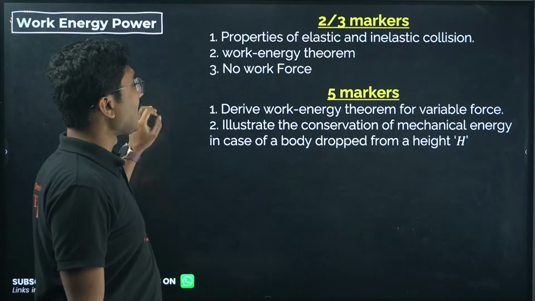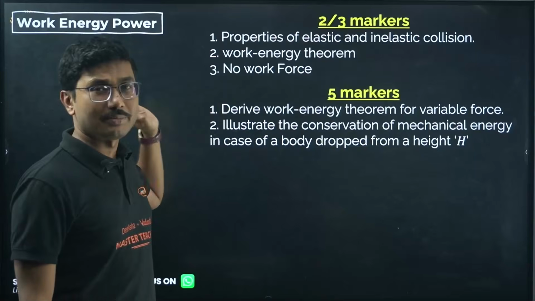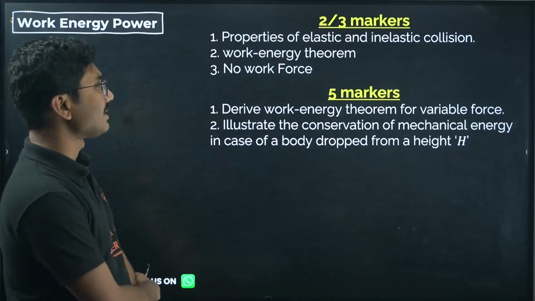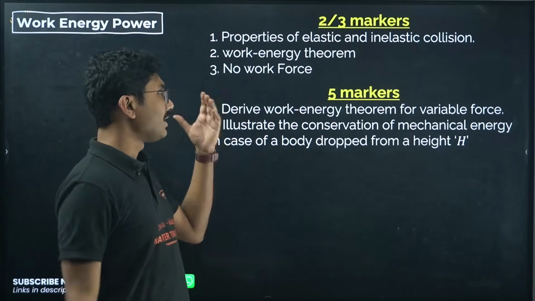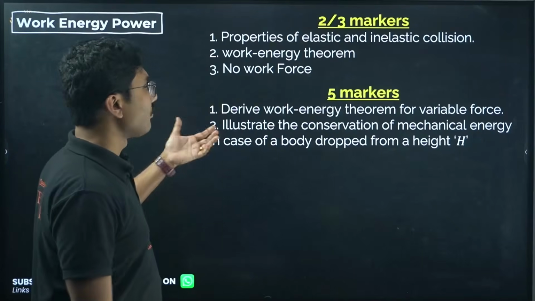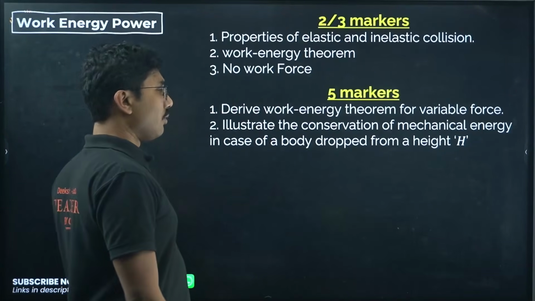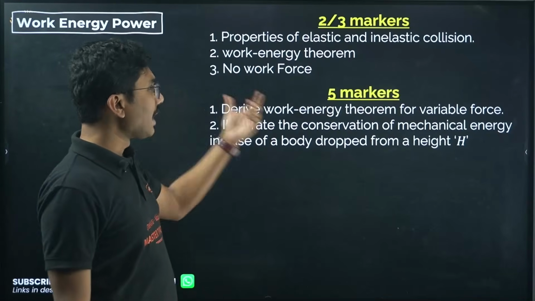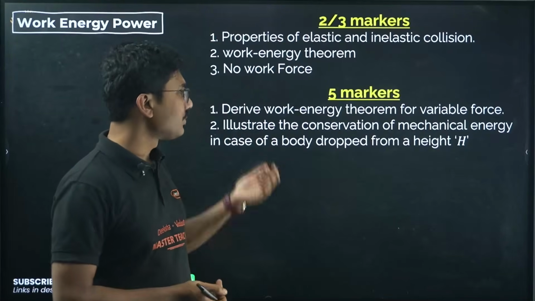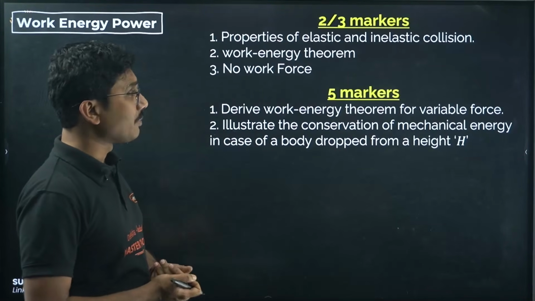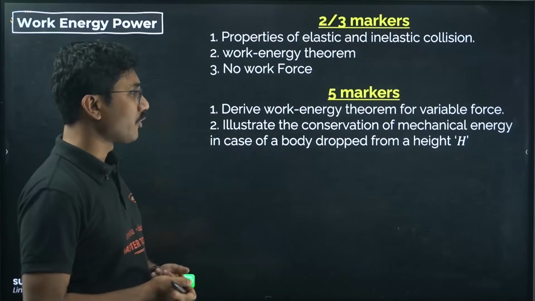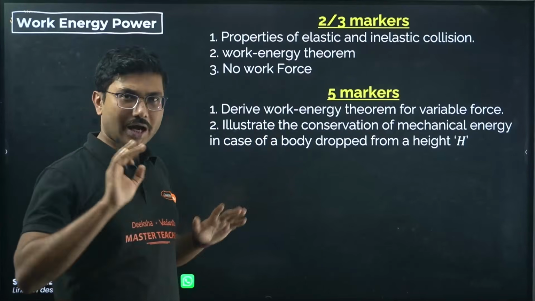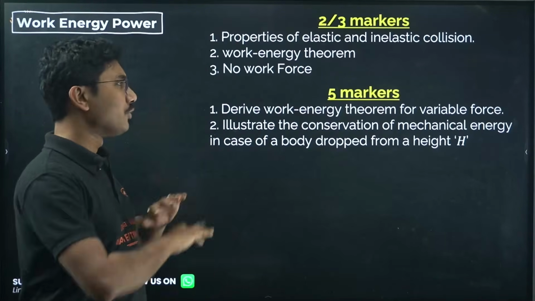Next, work, energy, power, an easy chapter, so you should not skip this chapter as well. Properties of elastic and inelastic collision, work energy theorem statement, no work force and examples of no work force, where x is 0 or cos theta is 0, so either of them might come. Derive the work energy theorem for variable force, and illustrate the conservation of mechanical energy in the case of a body dropped from a height h.